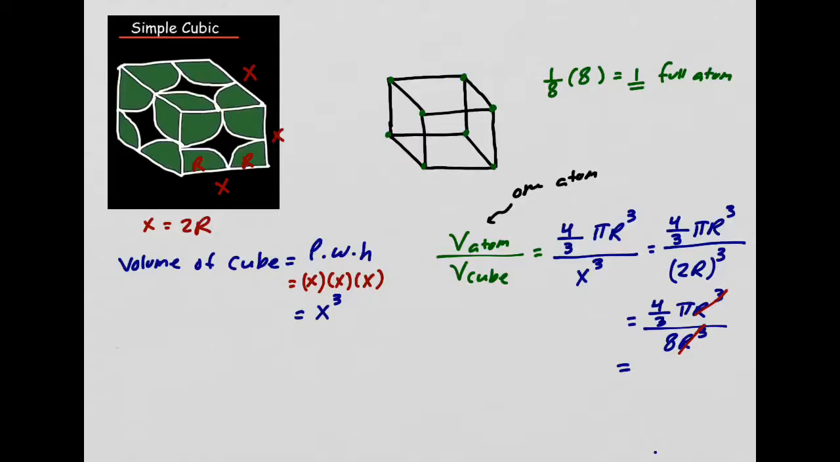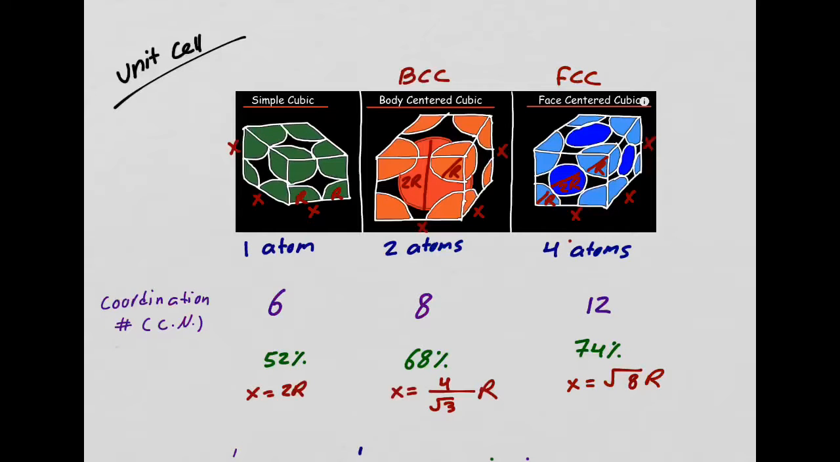I can't do math in my head, but with my calculator, I can go 4 divided by 3 times pi, which I would get 4.1888 over 8. If I do that, what I end up getting is 0.5236. That is so cool. Hold on, you're going to see why this is so cool. Multiply that by 100 to get percentage. That would be 52%. Now, what did we say? Whoa! Ready for this? That's pretty cool, right?